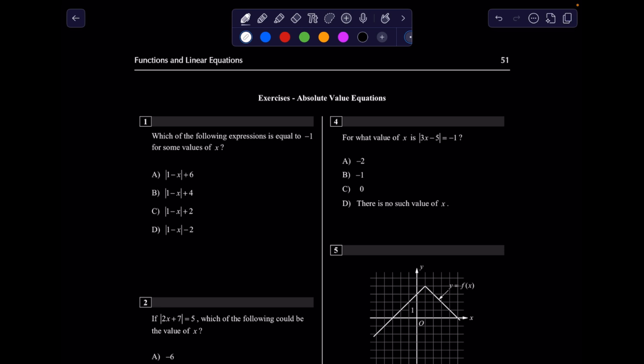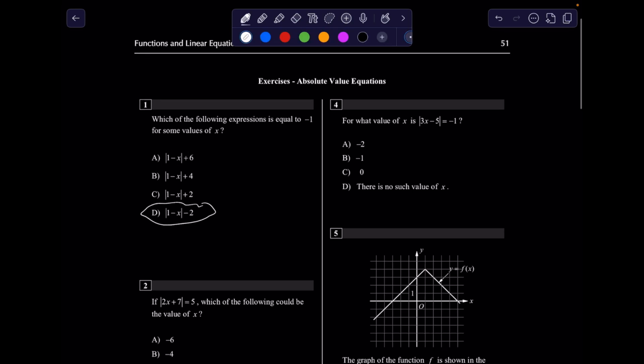So because -1 is below 0 and the absolute value makes everything positive, there's no possible way for us to add a positive value to a positive value to get a negative value. So that means our only potential answer is D, where x would equal 0 to make it -1. Because if we did anything else, the absolute value would make this positive. And when you add positive to a positive, it's going to become another positive.